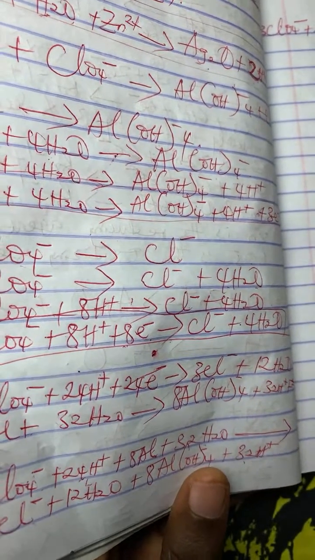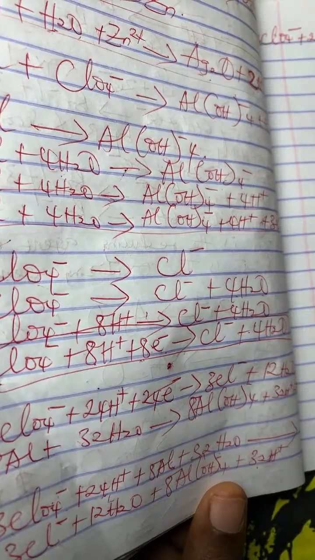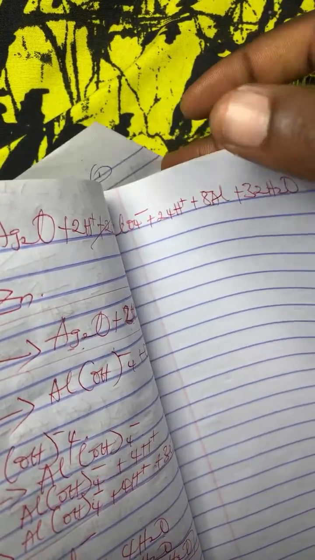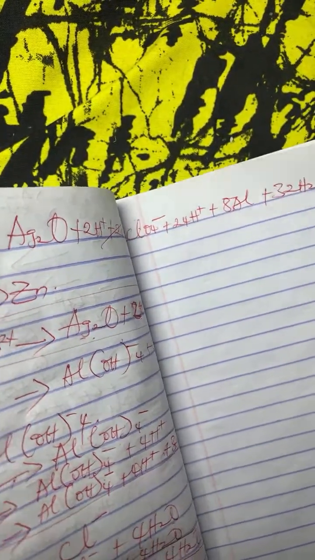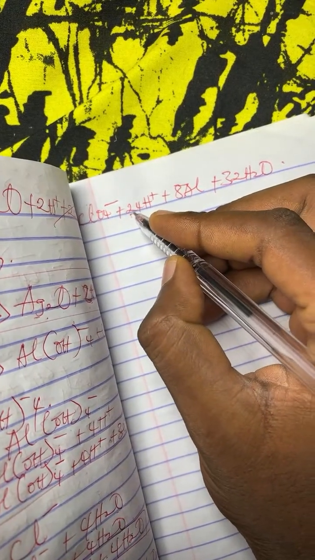So what I will do is reduce the hydrogen ions here, so that the charges can balance. For me to reduce the hydrogen ions, that's why it's basic. In a basic reaction, this usually happens. So for me to reduce the hydrogen ions, I will introduce the same number of hydroxide ions here.